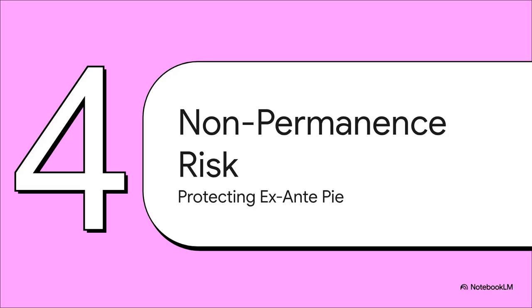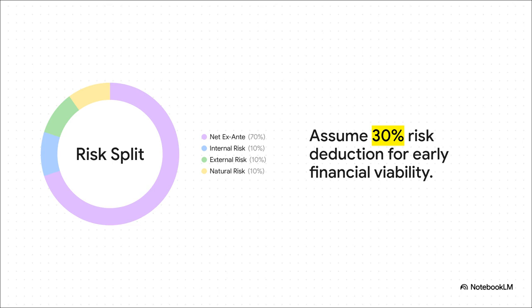All right, finally, let's look at the very last piece of the puzzle. Section 4, Calculating Non-Permanence Risk. This is all about protecting the ex ante pie. So after calculating the baseline, the additionality, and the leakage, developers finally come up with their ex ante estimated carbon removals. But hold on, they don't just get to keep all those credits. Before any credits are actually verified, developers have to deduct for non-permanence risk.